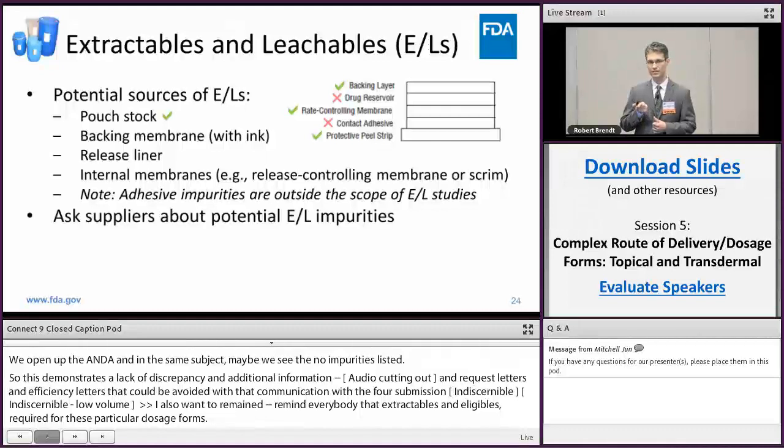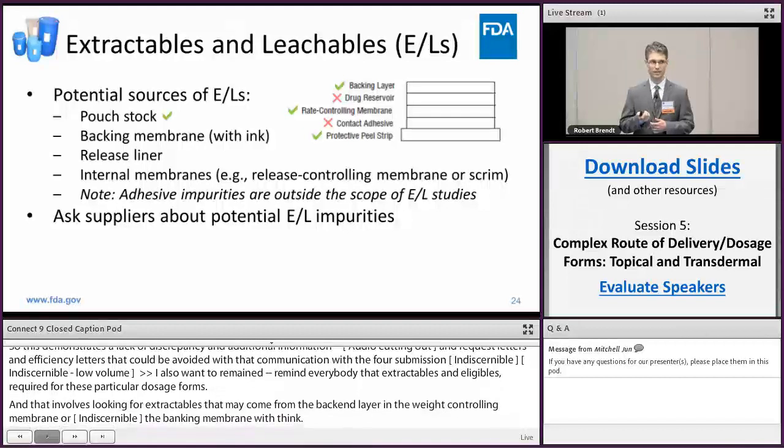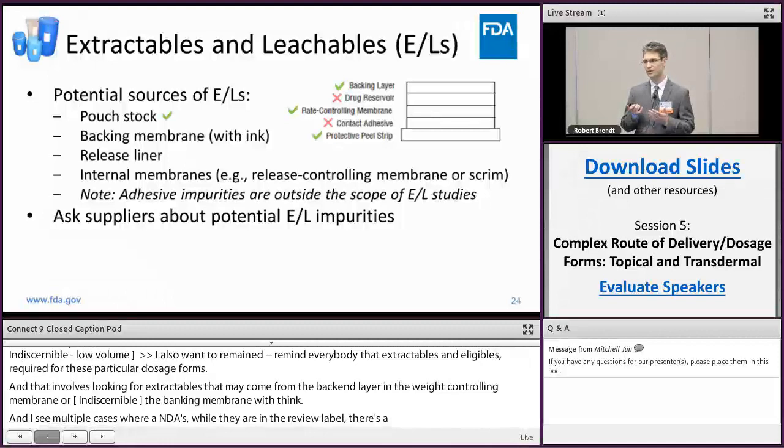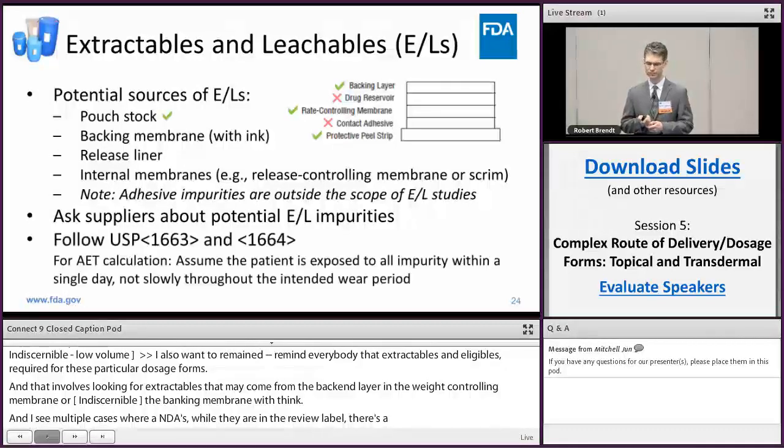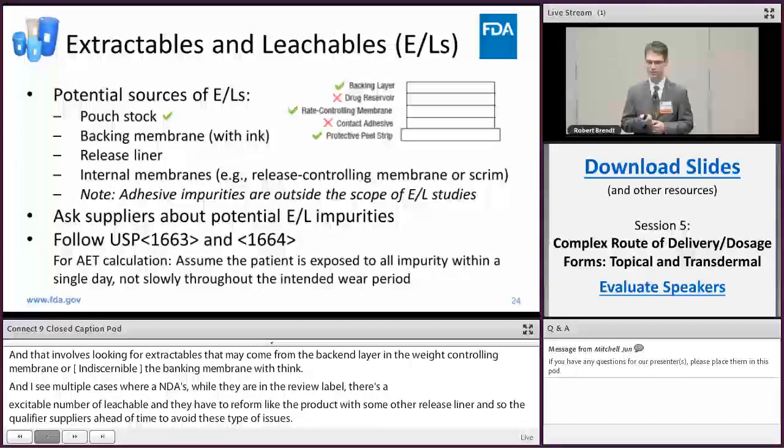And I've seen multiple cases where ANDAs, while they're in the review cycle, have determined that there is an unacceptable level of a particular leachable from a particular component, and they have to reformulate their product, changing the backing layer or some other component, the release liner. And so it's very important to be upfront and qualify your suppliers ahead of time to avoid those types of issues. And also, I recommend that you follow USP 1663 and 1664 closely when you submit your extractable and leachable studies.